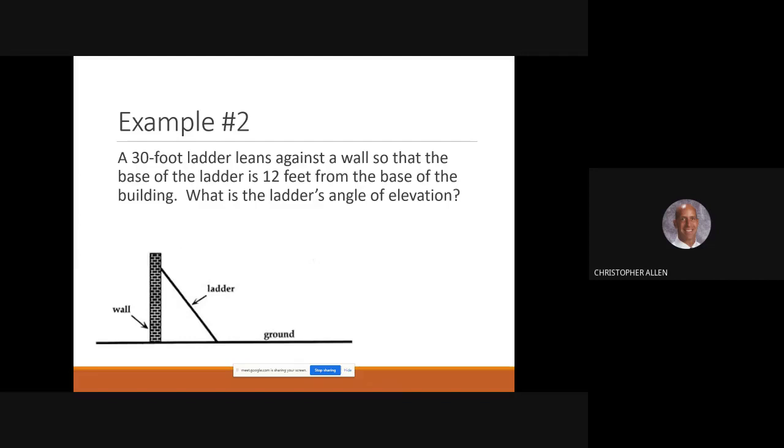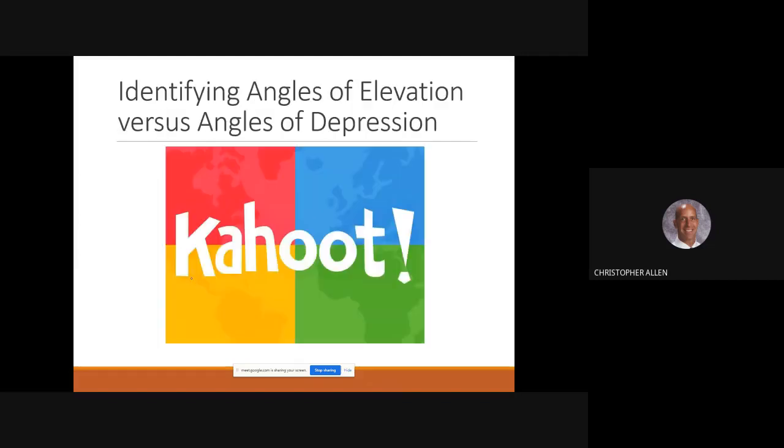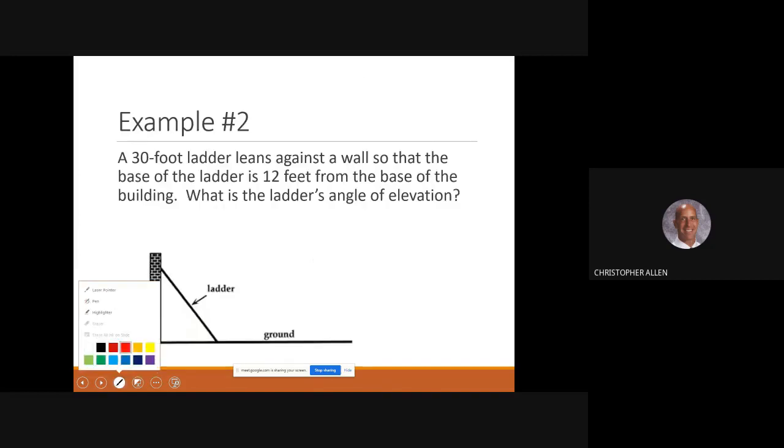All right, so here's what I would do. We know that the ladder is 30, so I'm going to put 30 next to that. By the way, we also know that that is a right angle. So that tells me that the ladder is the hypotenuse. Now, that's not such a big deal, but we might need that.